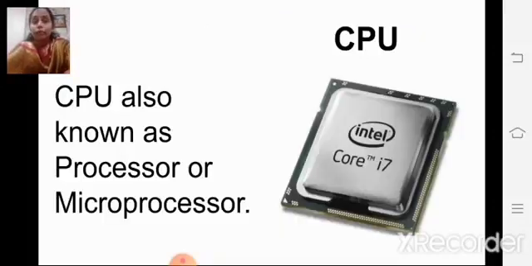Now, the CPU. As I told you, you will get this inside the system unit. When you open that box, the CPU chip is inside. The CPU is also known as the microprocessor or the processor. This is the brain of a computer. Do you remember? This is also hardware.